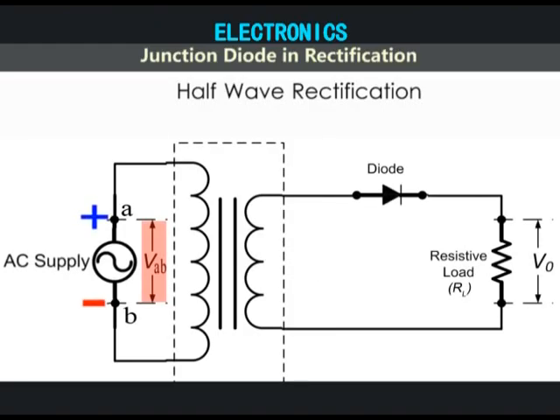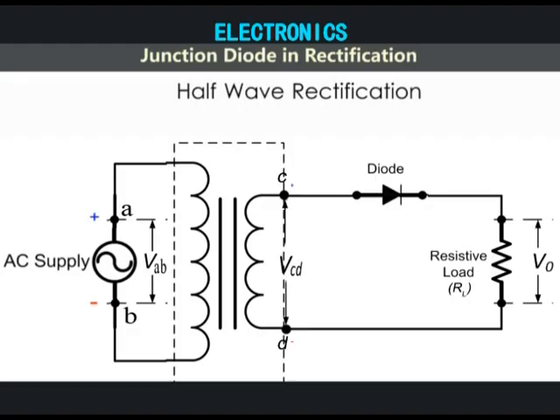When the AC supply is switched on, the alternating voltage AB appears across the primary winding of the transformer. This voltage is reduced to a level suitable for the diode and the load on the secondary winding of the transformer. That is the voltage across CD or VCD. When this alternating voltage VCD is applied across the DC load, having a diode in series with it, what will happen?